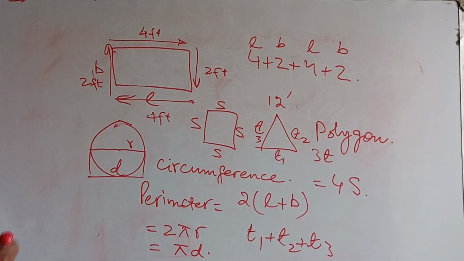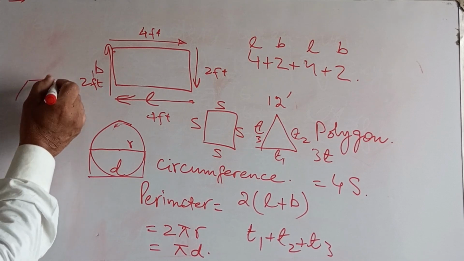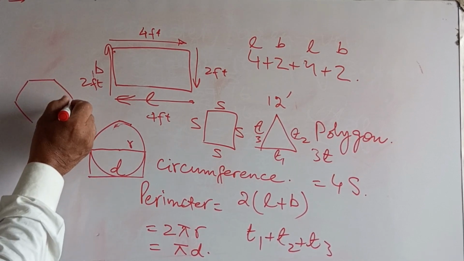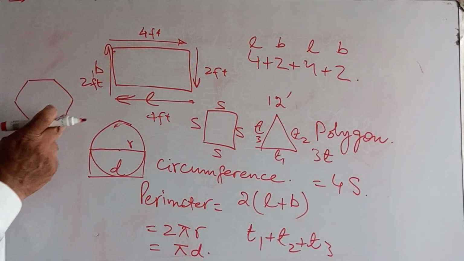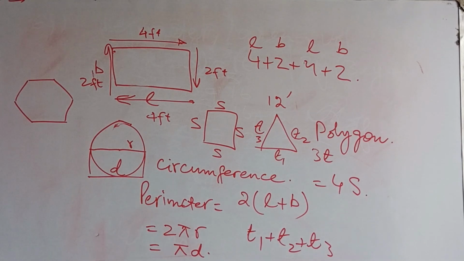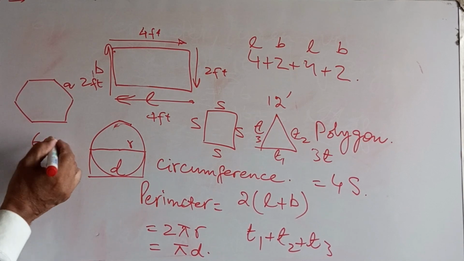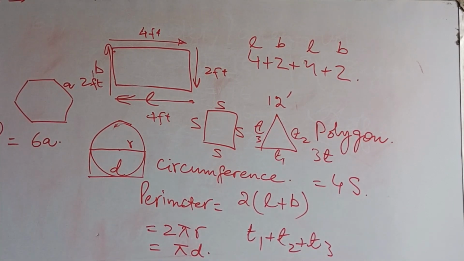For example, you have some figure like this. It is a hexagon. 1, 2, 3, 4, 5, 6. If it is a regular hexagon, or even if it is not a regular hexagon, you can still find its perimeter. If it is a regular hexagon, then the side will be A or S, whatsoever it is. Then 1, 2, 3, 4, 5, 6, it will be 6A. Perimeter is equal to 6A.